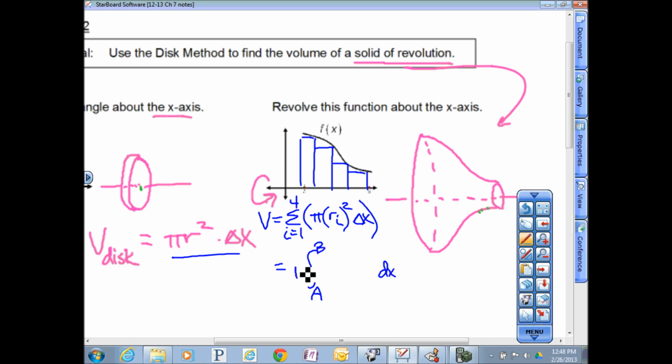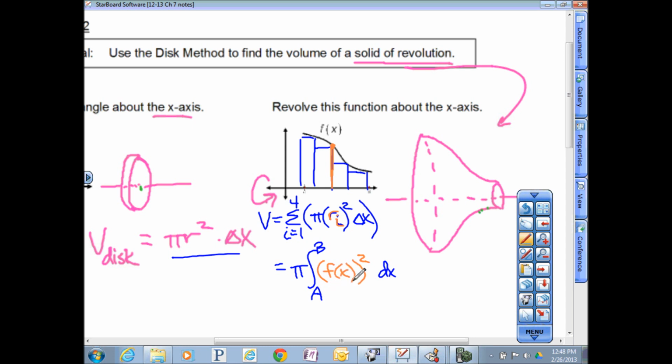The pi is a constant that can be pulled out, and our radius is really the distance. If you look at each of these radii, for example, this one right here, this radius is the distance for however far it is from f of x down to that curve. So my radius, my r sub i, depends on what f of x is. So this radius is about to become my radius, or my f of x, being squared.